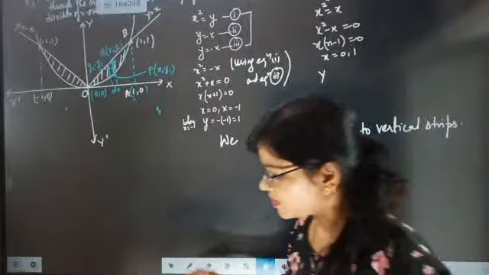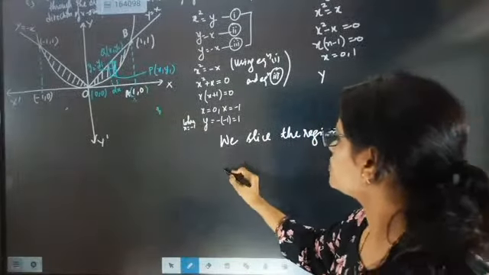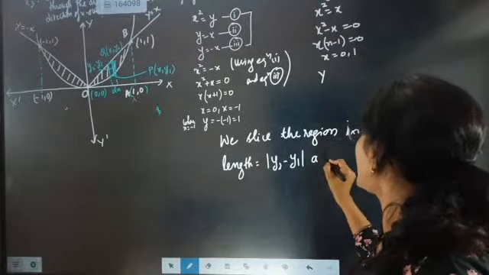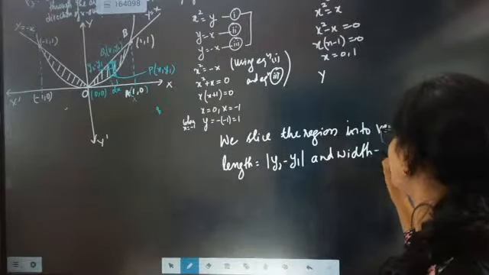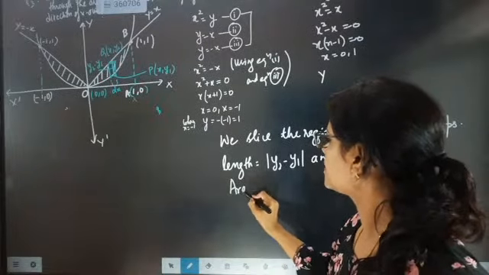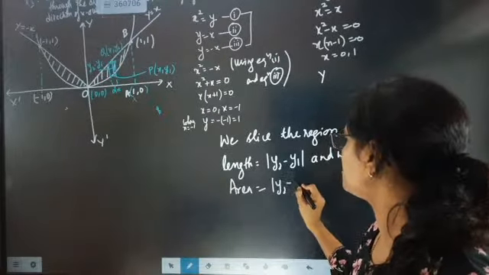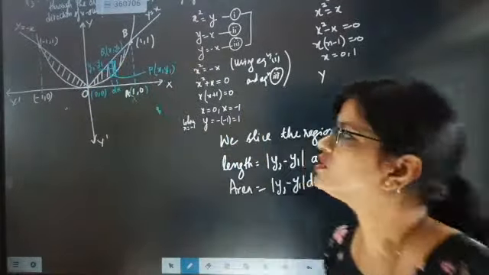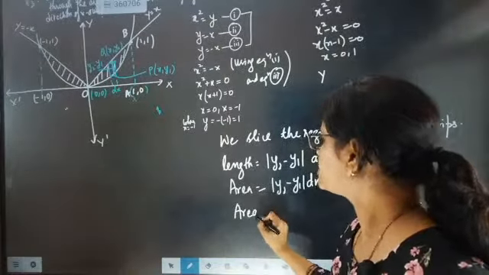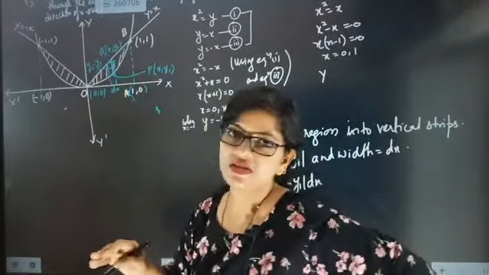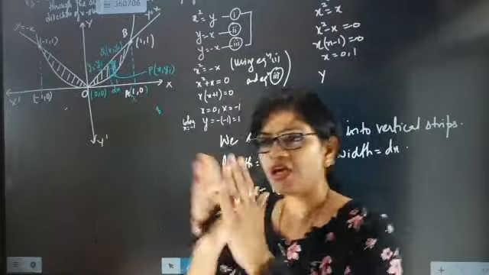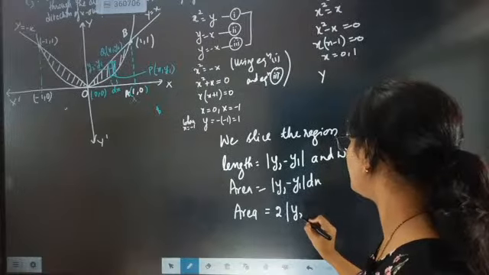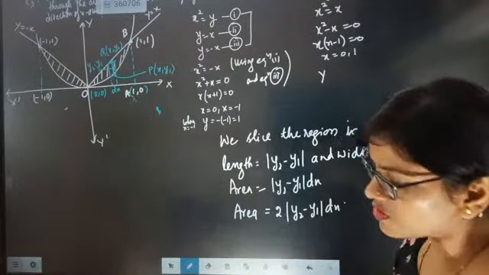So now the value will be coming as what? Since the approximating rectangle can move, the length will be equal to modulus of y2 minus y1, and the width will be dx. So area will be length, modulus of y2 minus y1, into dx. Since the approximating rectangle can move from this region to this region and it is symmetric about the y-axis, since the parabola is symmetrical about the y-axis, this half and the other half will be the same. So area will be twice the modulus of y2 minus y1 dx, because the area is symmetrical.